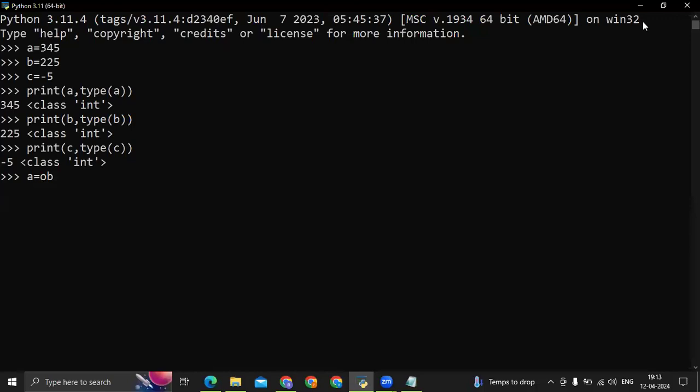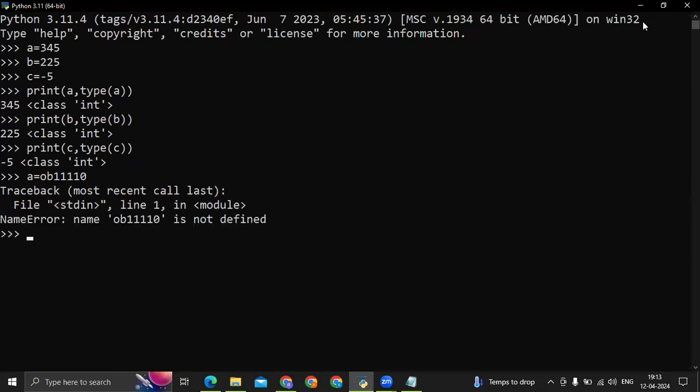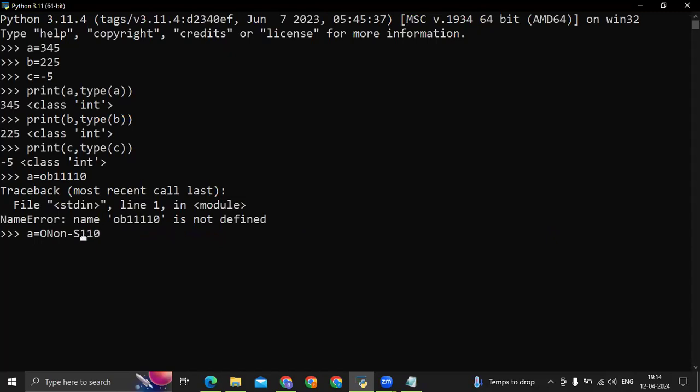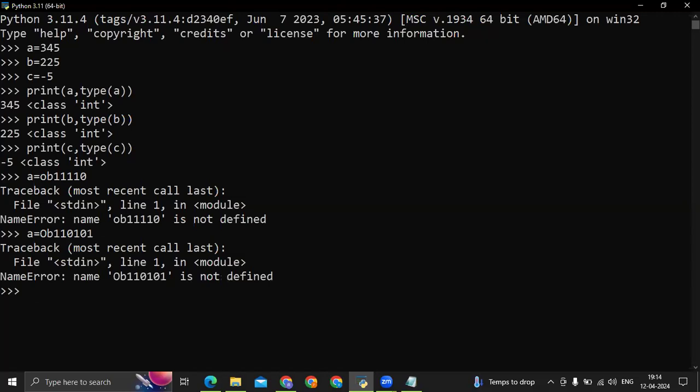A is equal to 0b 11110. Now it shows an error. It's not 0b, it's AB. Some error is showing here. Okay, 0b 1110101. Just a second, I'm writing it again. 0b 10101. Okay. Now print A. Type of A.